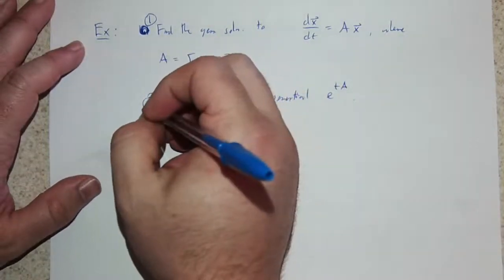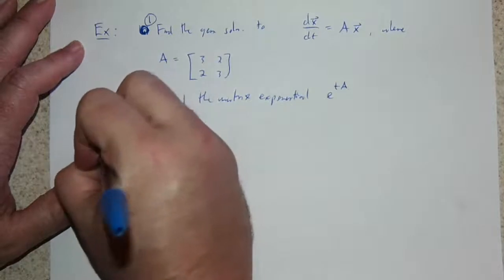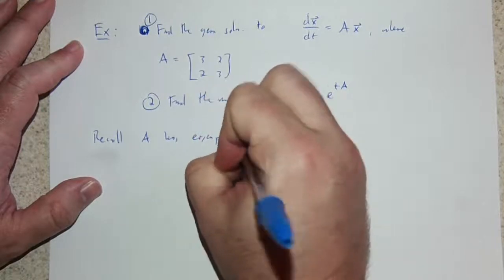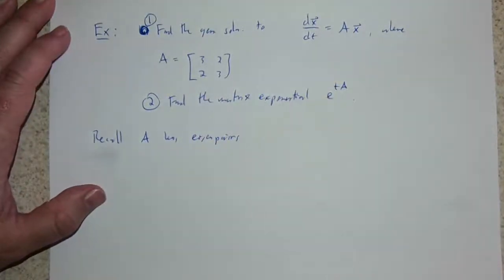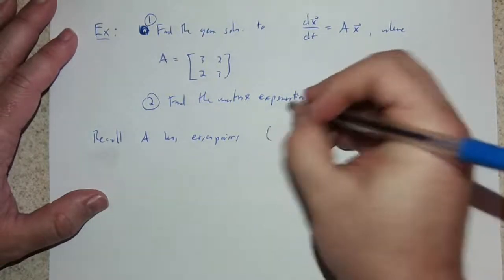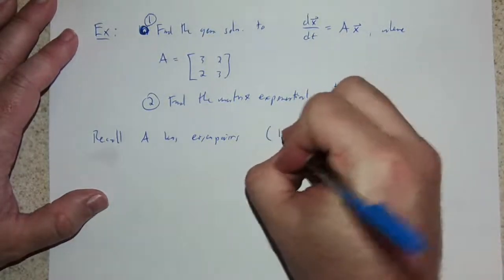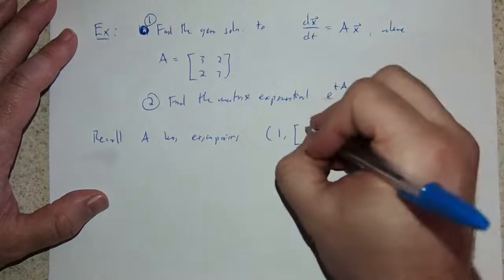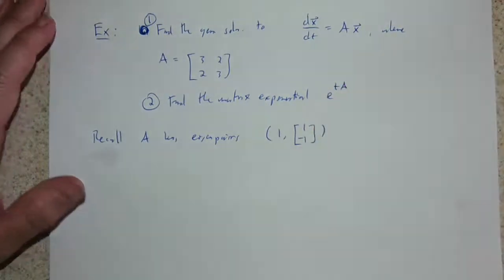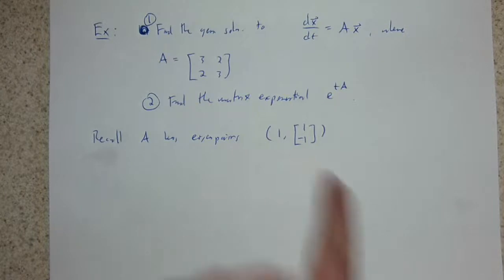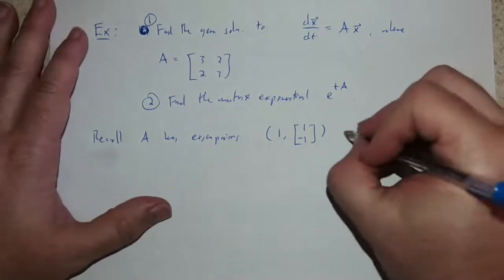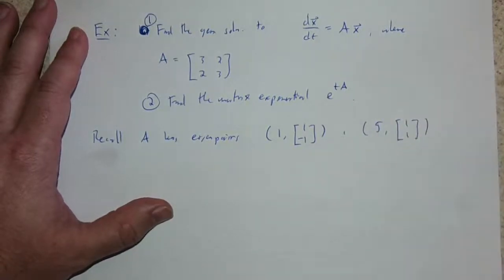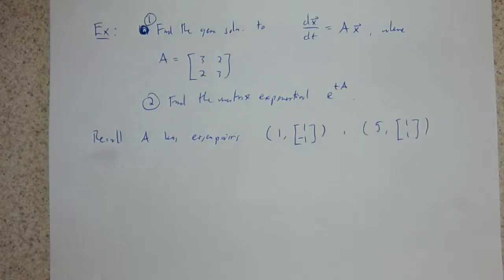So how do I solve this? Okay, so first recall, A has eigenpairs. We found these in the previous lecture. There are two of them. The first eigenpair is 1 with eigenvector (1, -1). I might have said (-1, 1) yesterday, but that's fine, because (1, -1) works perfectly well, I've just scaled it by -1. And the next one is 5 with eigenvector (1, 1). So those are the eigenpairs this matrix has.